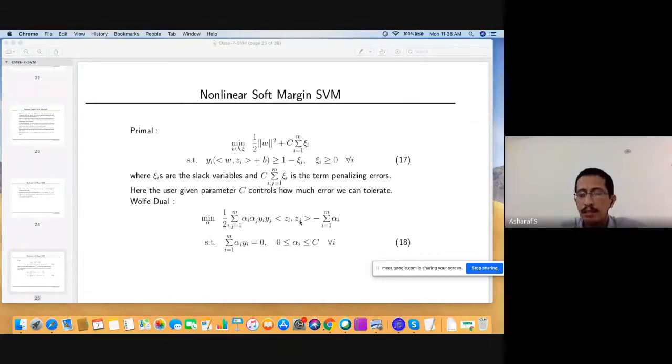Then the question that arises at that point in time is: I've got xi, yi pairs, and to do the computation in order to learn SVM in this context, it doesn't look feasible because the data vectors are not linearly separable.